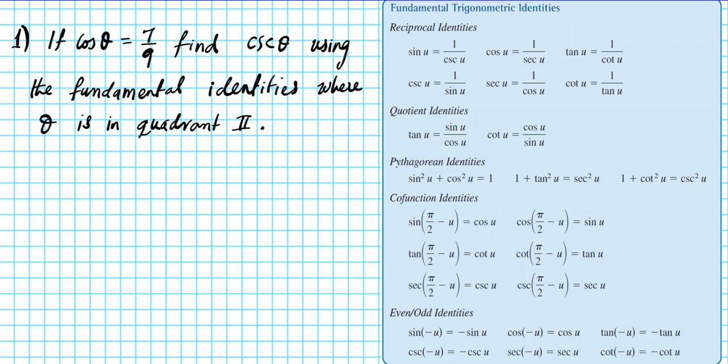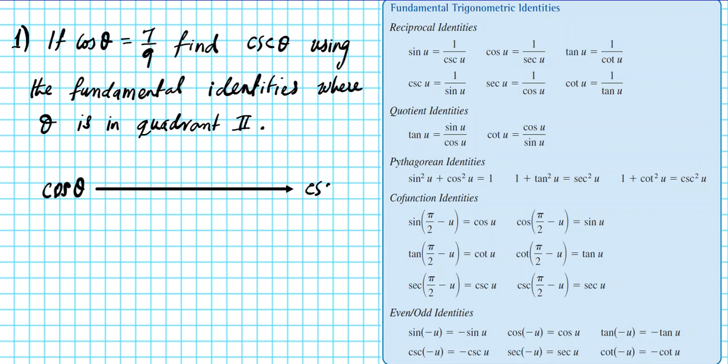Now you can solve this problem by using SOHCAHTOA and the Pythagorean theorem, but the constraint to this procedure is that you're required to make use of the fundamental identities. Now you have the fundamental identities provided for you to the right, all 23 of them. So we are to use one or more of these identities to determine what cosecant theta is, given the fact that cosine theta is 7 over 9. So the question is, which identity or group of identities can take us from cosine all the way to cosecant?